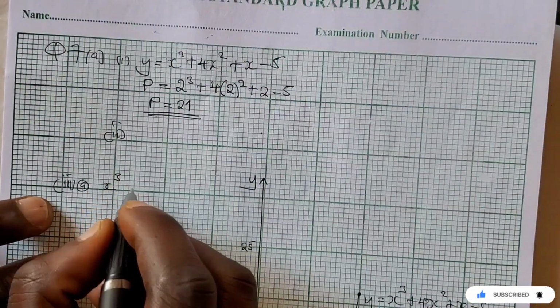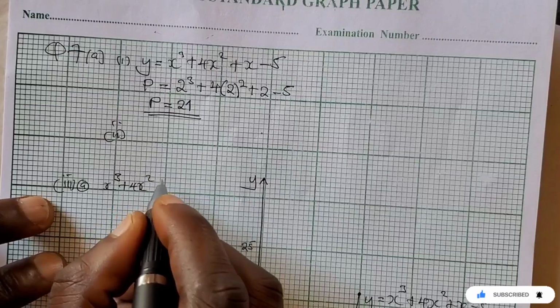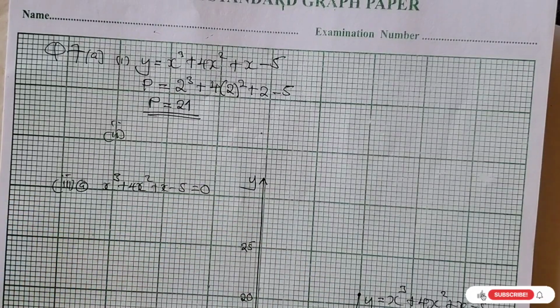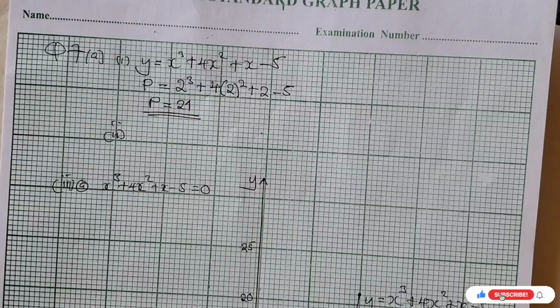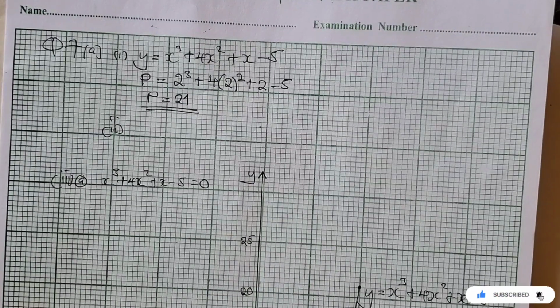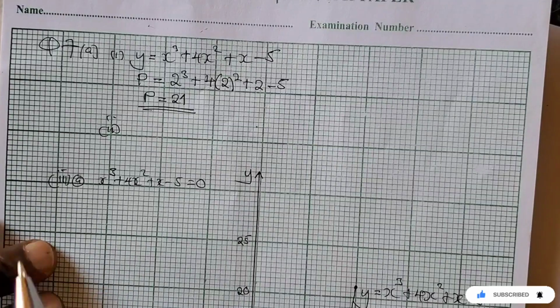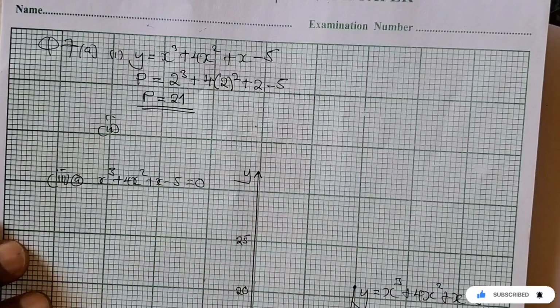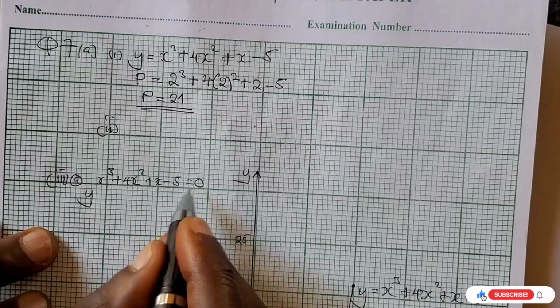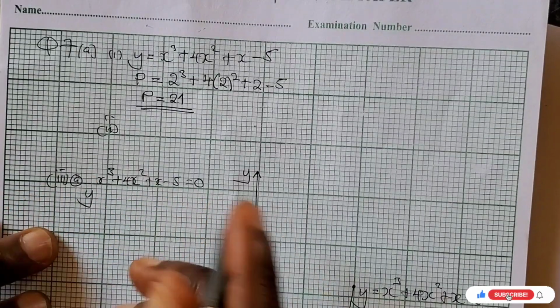x to the power 3 plus 4x squared plus x minus 5 is equal to 0. Am I right? Yes. Okay. So this is very simple. How many marks? 2, right? Good. So copy the original equation. Copy it down below this, on top, no problem.